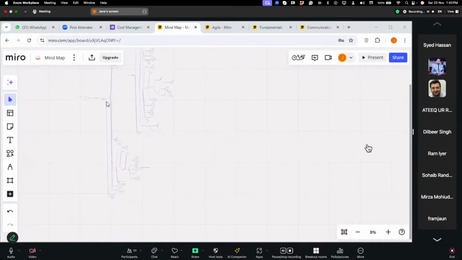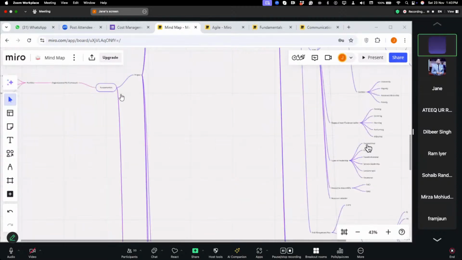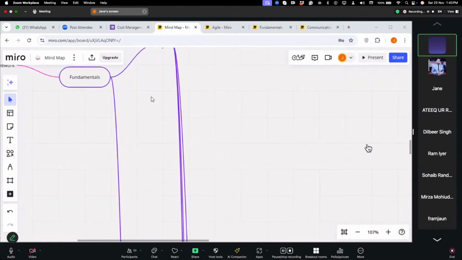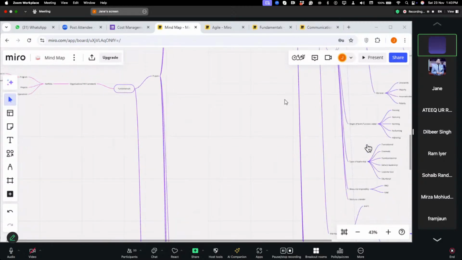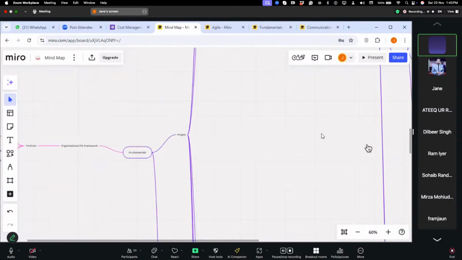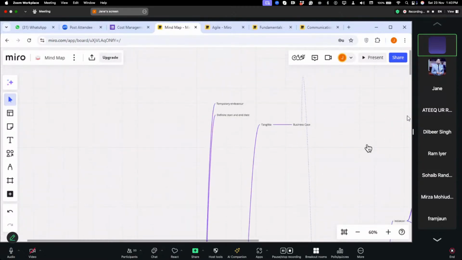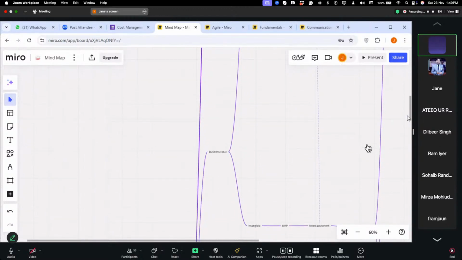I'll start off with fundamentals. Can you zoom in? Yeah. So in fundamentals, first of all, we are discussing what is the project. It is a temporary endeavor which has a start and end date. Yeah, it has a definite start and end date, and it's a temporary endeavor. Then operations is a continuous activity.